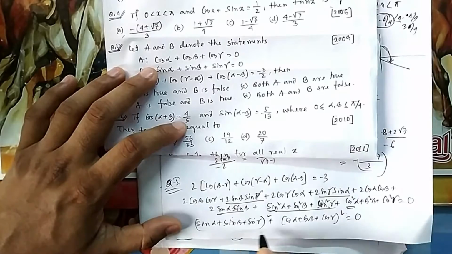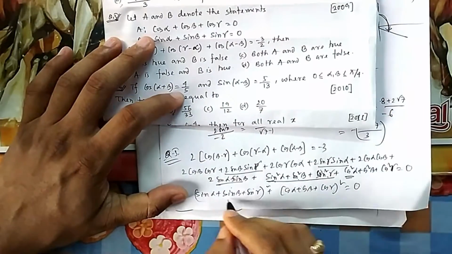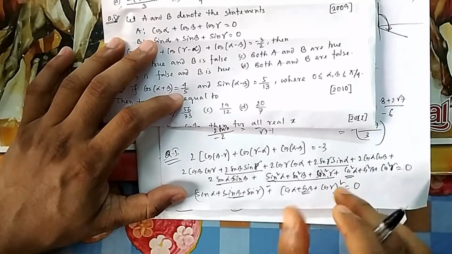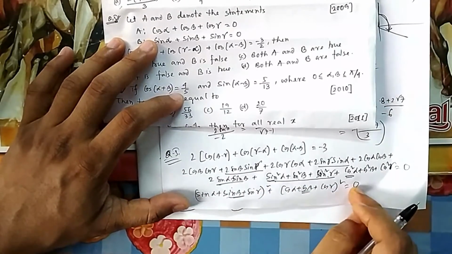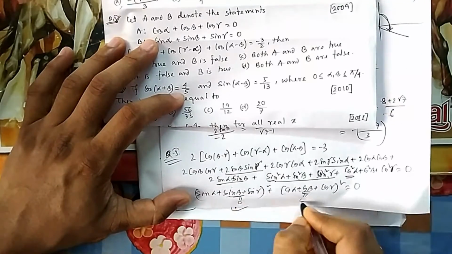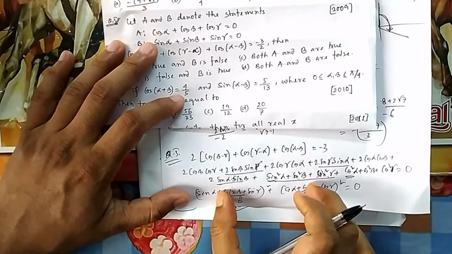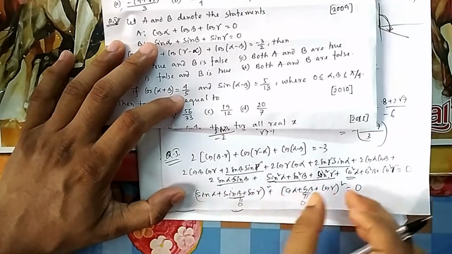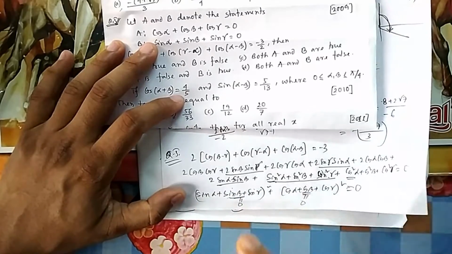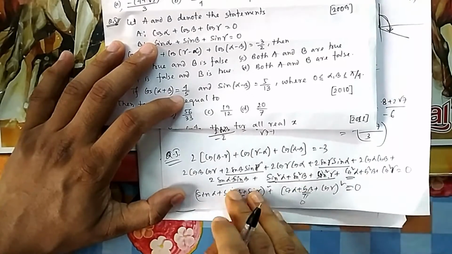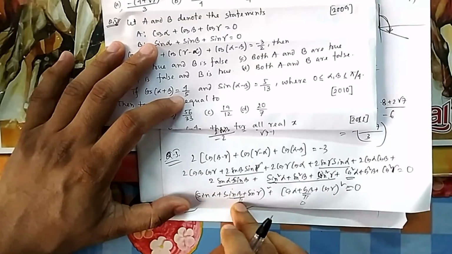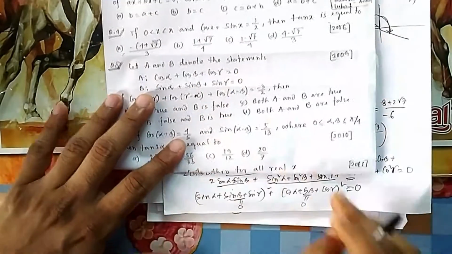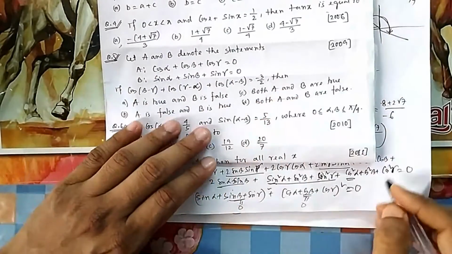This one is positive, this is also positive. Two positive numbers' addition is always positive. So the sum can only be 0 if both are 0, otherwise it cannot be 0, because both are positive. If we add two positive numbers, it will never be 0. If the sum has to be 0, the only possibility is that this is 0 and this is also 0, because this cannot go negative. The minimum value it can take is 0. So ultimately this can be 0 and this can be 0. That means A and B both are true. That is your option C.